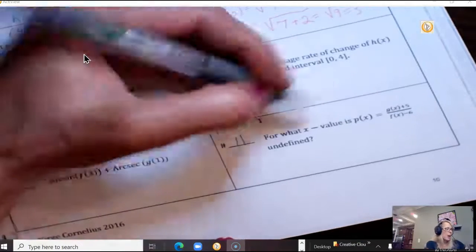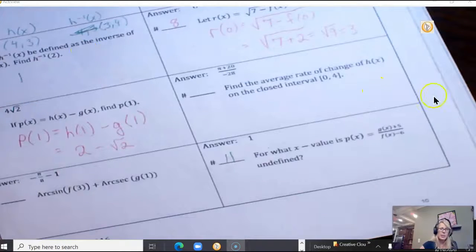There you go. For what x value is p of x equal to g of x plus 5 over f of x minus 6 undefined? Now for this function to be undefined, in this case you've got a numerator and a denominator. So you want to take the denominator and you want to set it to 0. Okay, so let's do that. Because if the denominator is 0, then that means that the whole thing is undefined. All of p of x is undefined.